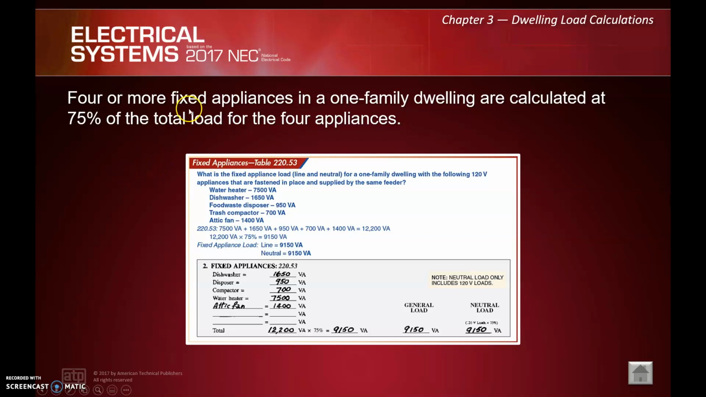Then if we have 4 or more fixed appliances, we're going to add up all of our fixed appliances, the stuff we know we're going to have: dishwasher, disposer, compactor, water heater. They have an attic fan. This is going to be different for every house. But essentially, they tell us here it's calculated at 75% of the total load if we have 4 or more. And you almost always do, but again, that's for demand factor reasons.